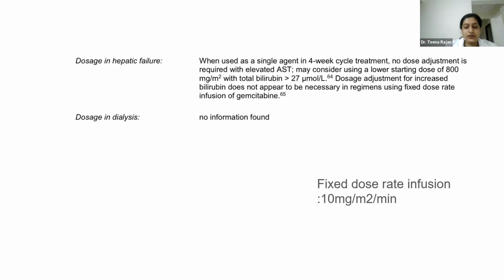In dialysis patients, you have to be careful. If the creatinine clearance is more than 30 ml per minute, then you can go ahead with your full dose. And if it is less than 30 ml per minute, you have to be very cautious because there is increased chance of myelosuppression and other toxicities. And if the patient is undergoing hemodialysis, better take up for dialysis after 6 to 12 hours of gemcitabine infusion, because byproducts of gemcitabine catabolism can accumulate, leading to prolonged toxicity.